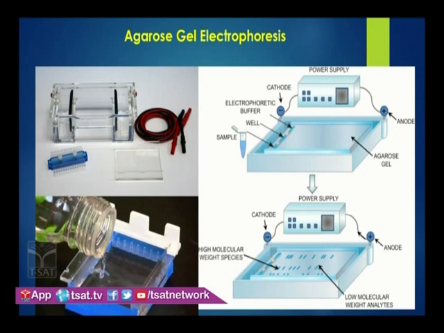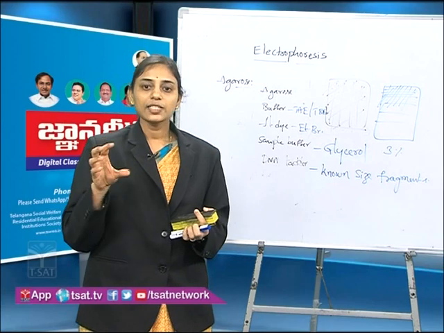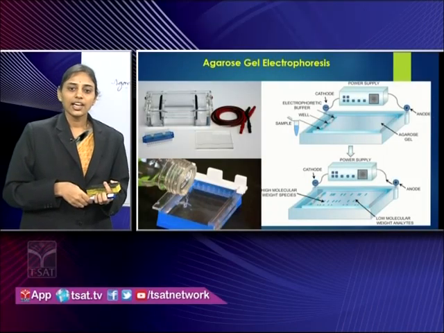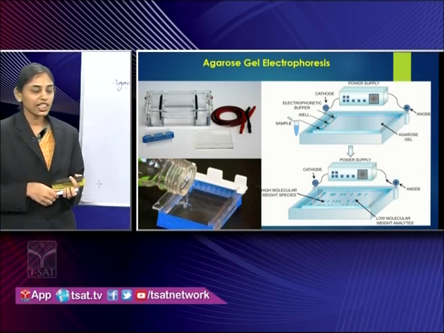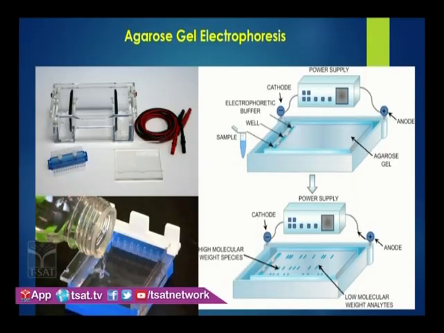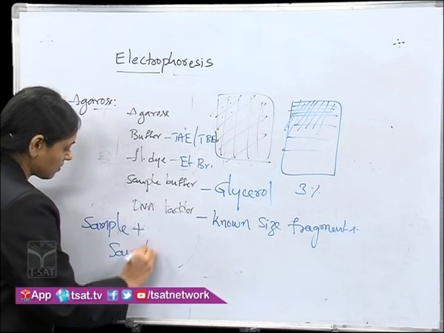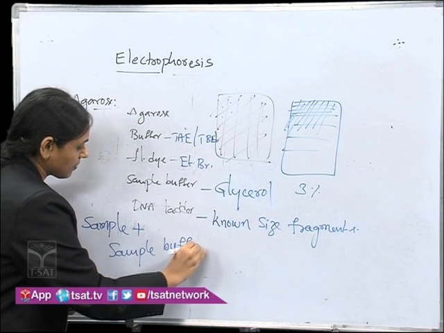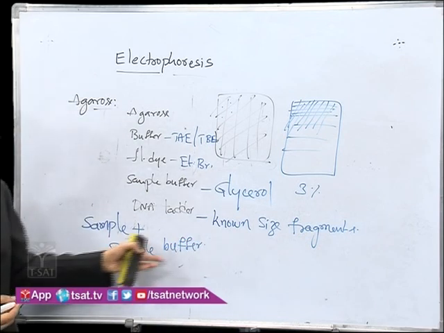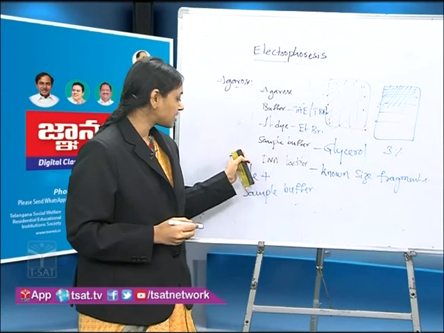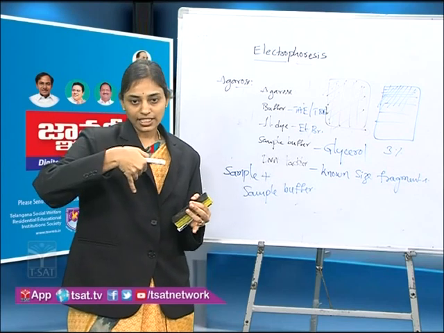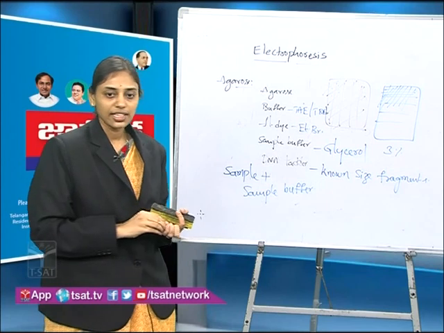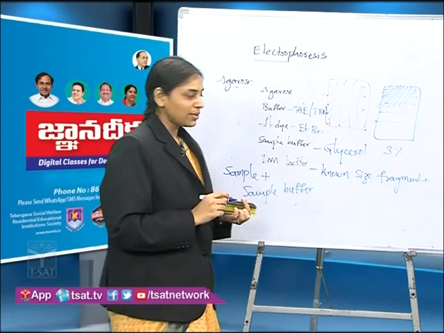Once the gel is solidified, we need to dip the gel inside the buffer tank. This buffer tank is connected on either side by the electrodes, cathode and anode. And once the gel is ready, we need to prepare the sample by adding this sample buffer. In this sample buffer, glycerol gives density to the sample, so that when we add the sample to the wells, the sample goes directly into the bottom of the well instead of diffusing. In this way, we could reduce the loss of the sample.